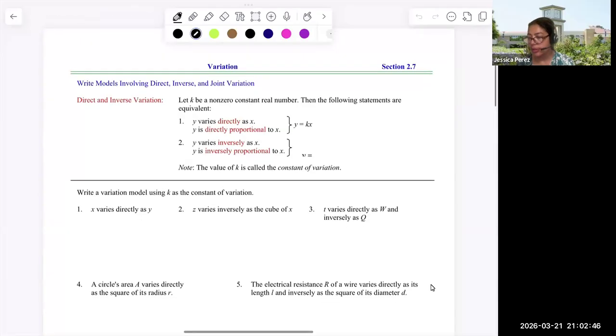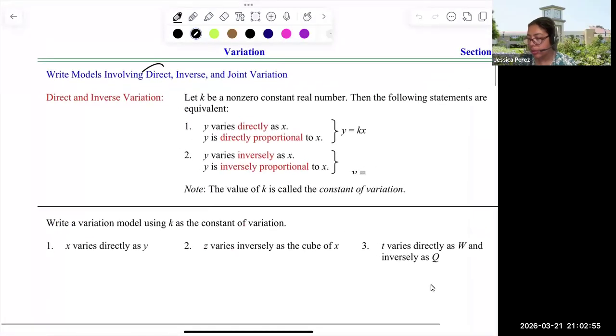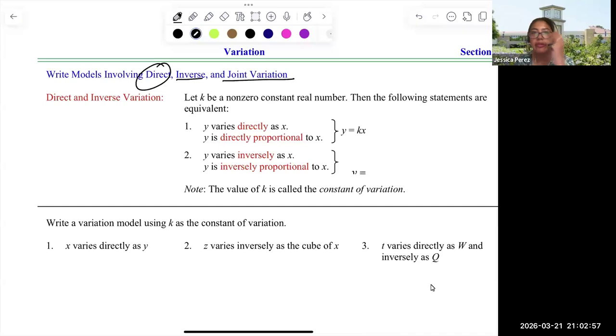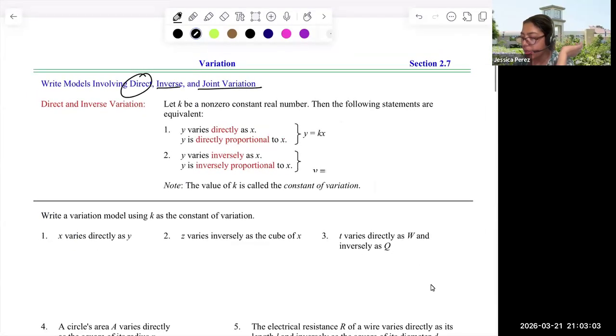So let's start by talking about what types of variations we can have. We can have direct variation, which is very typical. Direct, inverse, and joint variation. Those are the three types of variation we're going to see in this section. Let's begin by identifying: let k be a non-zero constant real number. Then the following statements are equivalent.